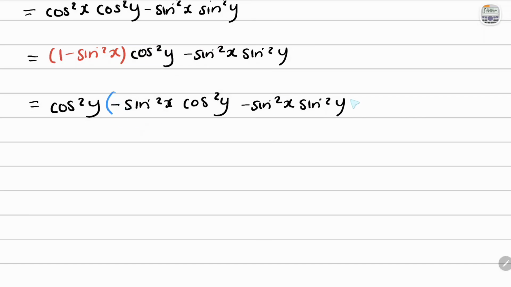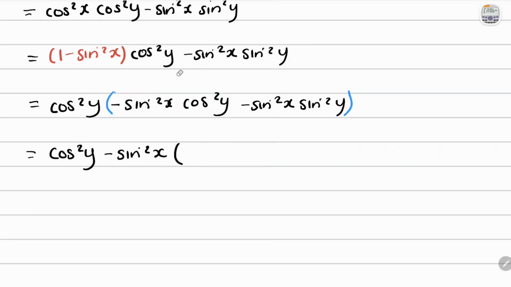Now look at these two. If you group them together, do you see they have something in common? So we still have cos squared y, but these two, they have negative sine squared x in common. Then you'll be left with the cos squared y and the sine squared y, which can add up and give you 1. So that gives you negative. We have minus sine squared x.